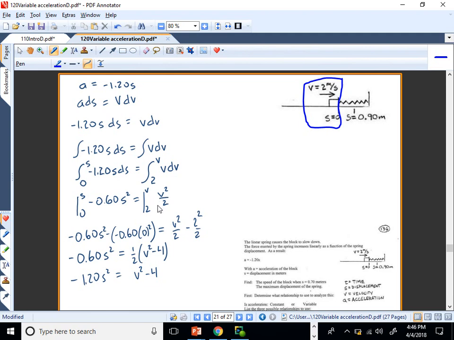It's v squared over 2. And then s, negative 1.2s, integrates out as negative 0.6s squared. And then you just plug in the limits, and work it on down, and I get to this place here. So negative 1.2s squared is v squared minus 4.